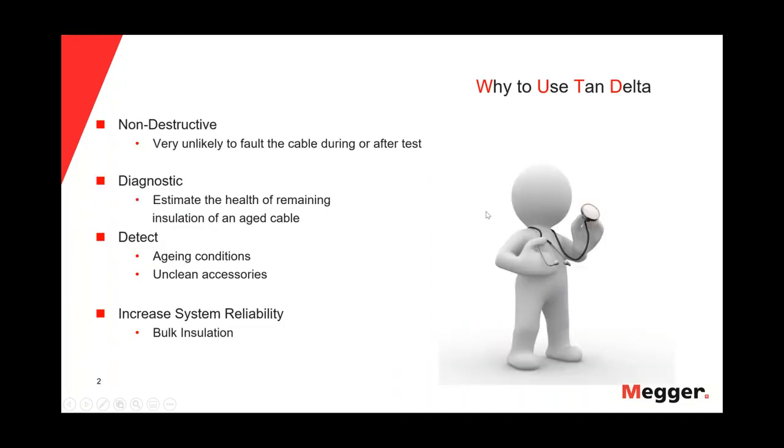Now we'll go into why to use the tan delta. Of course, this is a non-destructive test, and it is very unlikely to fault the cable during or after this test. It's a diagnostic, so it can estimate the health of the remaining insulation of an aged cable, and it's also used to detect aging conditions and possible unclean accessories as well, either a termination or a splice, and of course increase system reliability in the bulk insulation.